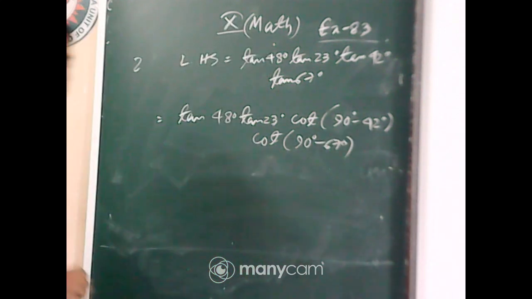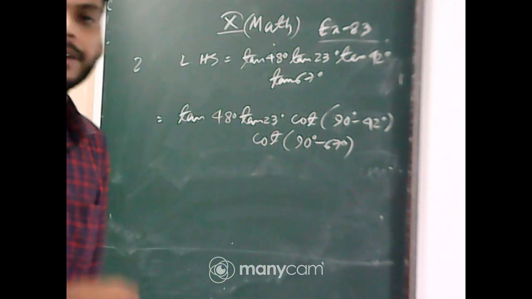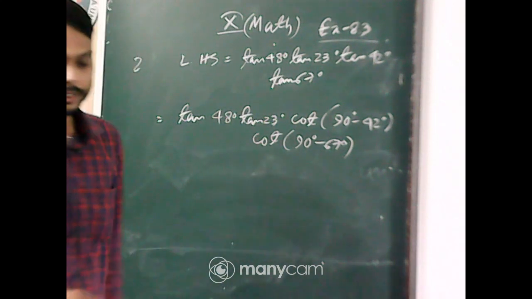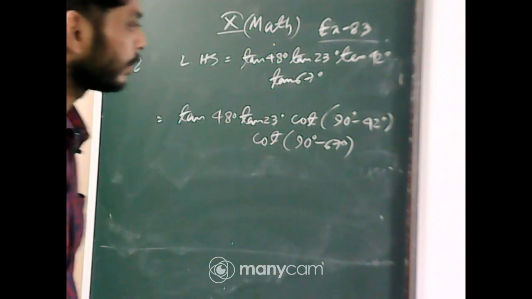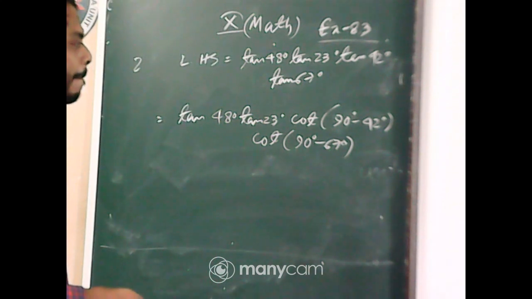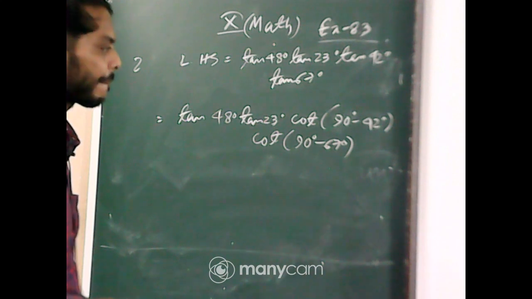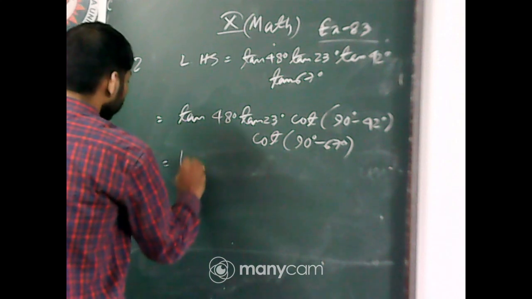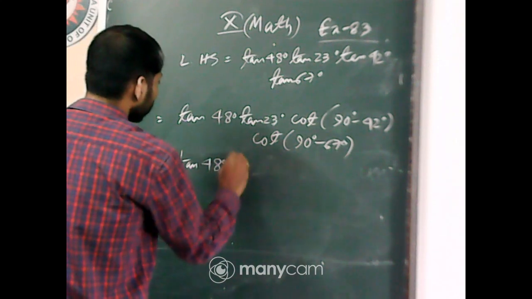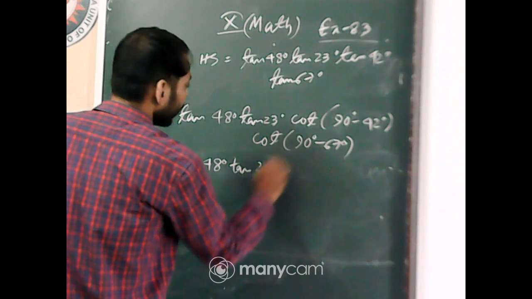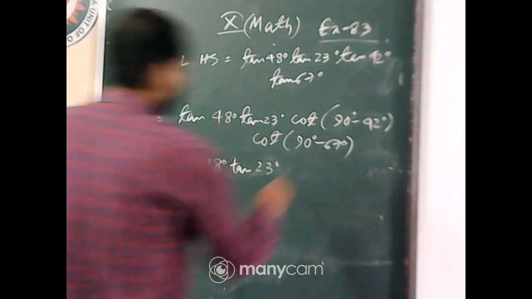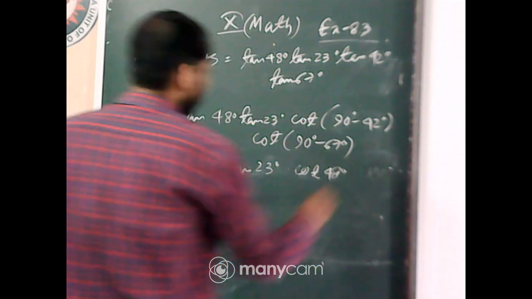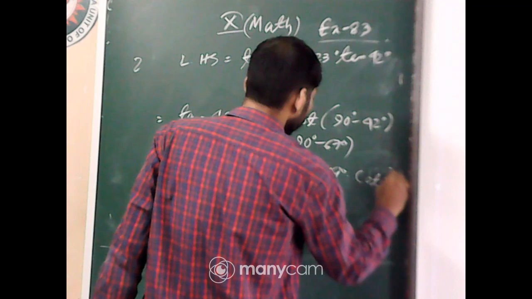You know that these two formulas, there is a complementary relation between tan and cot. You know that? Is it known to you? Response, students. We have discussed in the last class. So tan 48 degree into tan 23 degree into cot 48 degree into cot 23 degree.